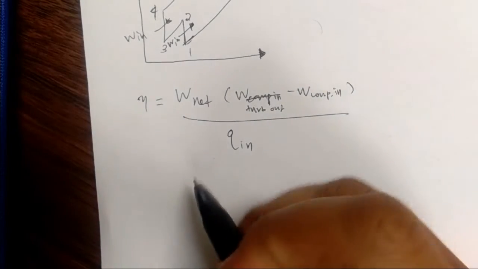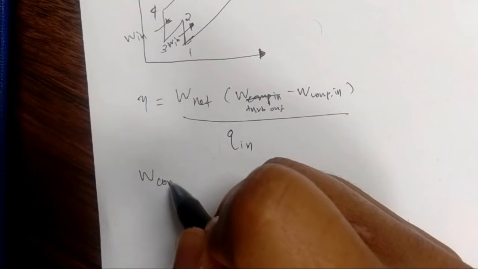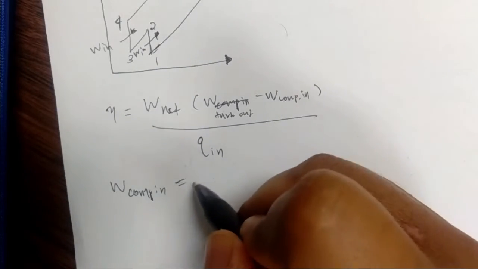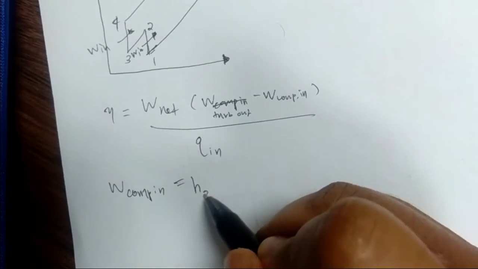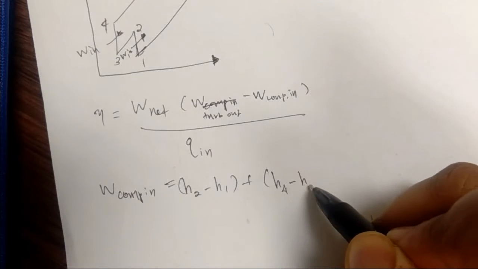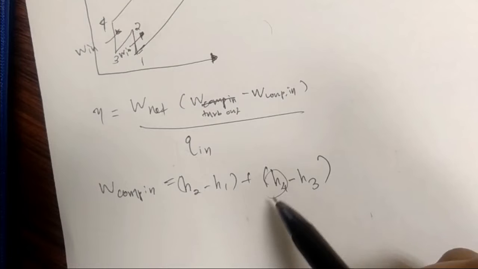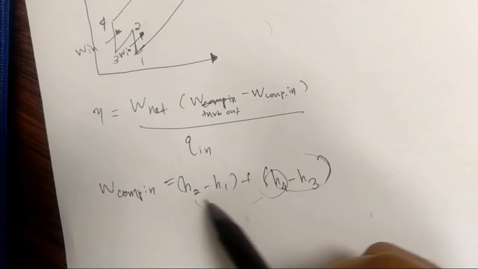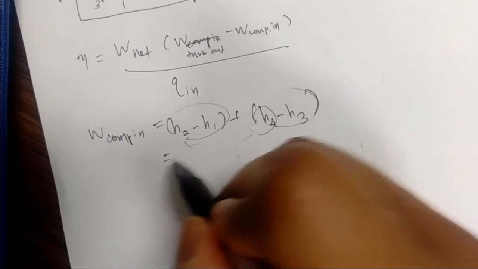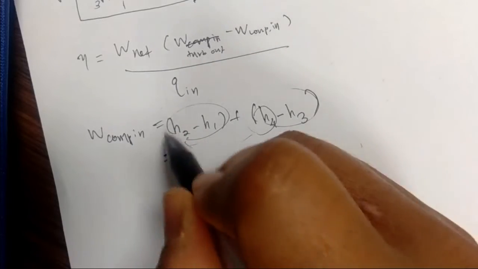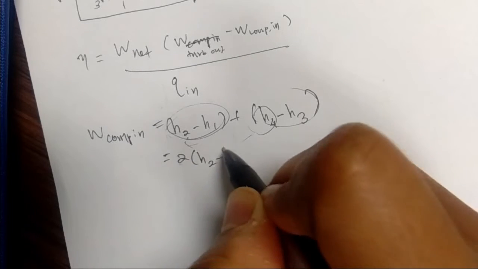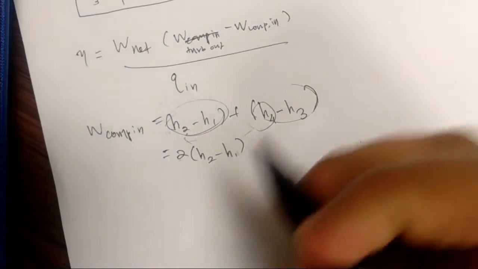So we can write down the formula here. Work compressor in is equal to H2 minus H1 plus H4 minus H3, because this value is the same as this value, so we just assume there are two of these terms. Okay, so this is 2 times (H2 minus H1).